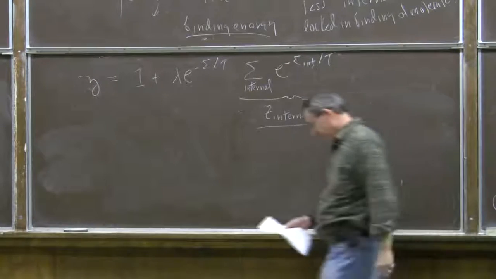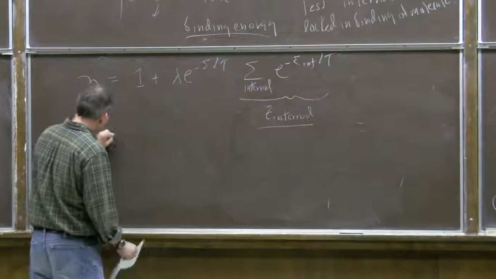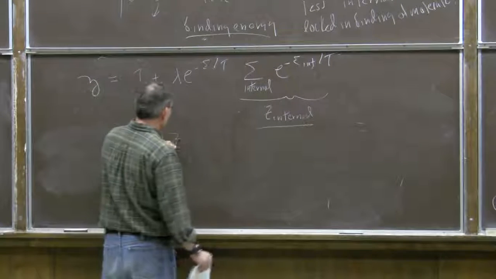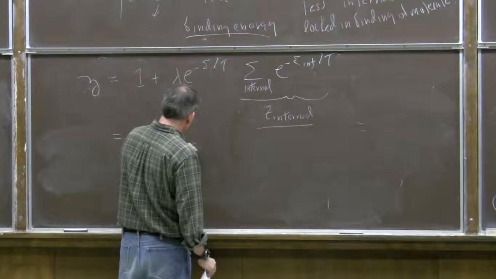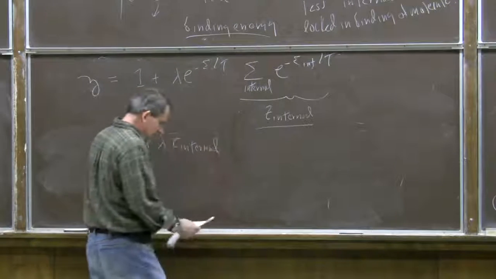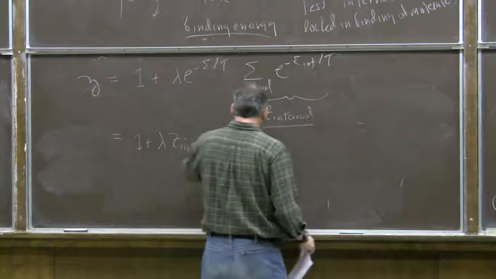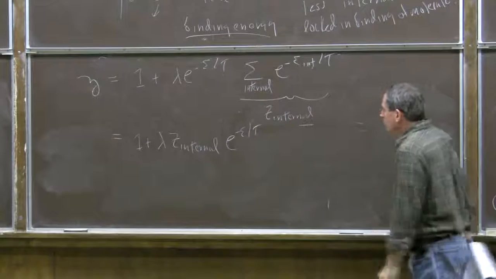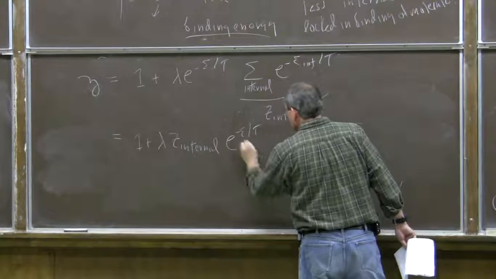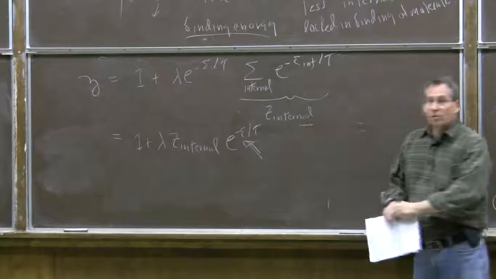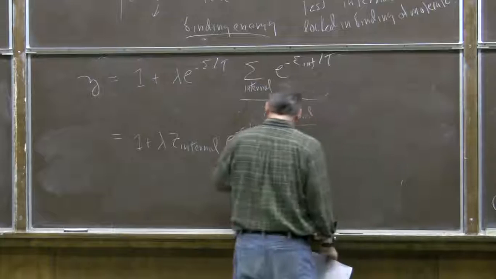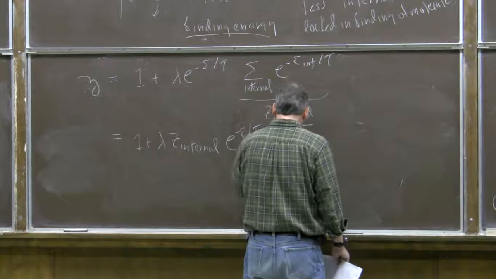Okay? So our expression for the Gibbs sum I can write as 1 plus lambda, well, I'm just rewriting what I just had above, Z internal, times e to the minus epsilon over tau, where this is the external part. In other words, this is the energy of the orbital, the motional energy of the particle when it's in that orbital, what we considered before.